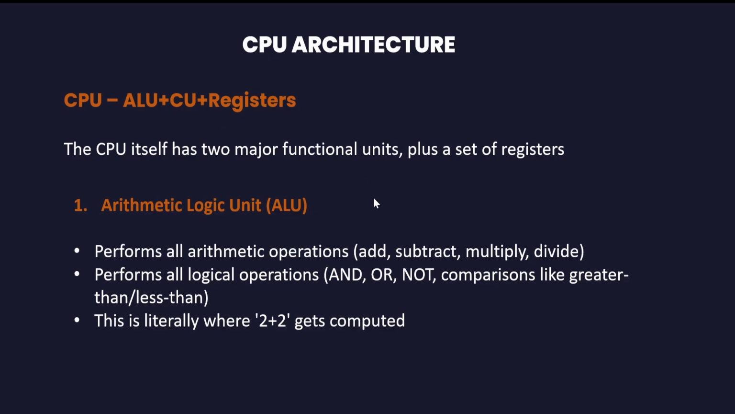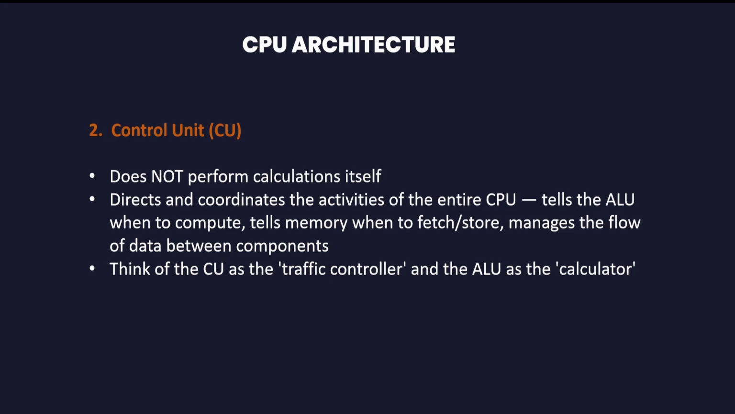What is ALU? Arithmetic logic unit. It performs all arithmetic operations. It performs all logical operations. Second, control unit. It does not perform calculations itself. It directs and coordinates the activity of the entire CPU. It tells the ALU when to compute, tells memory when to fetch or store, manages the flow of data between components. Think of the CU as the traffic controller and the ALU as the calculator. This distinction, ALU calculates, CU controls, should be remembered clearly.